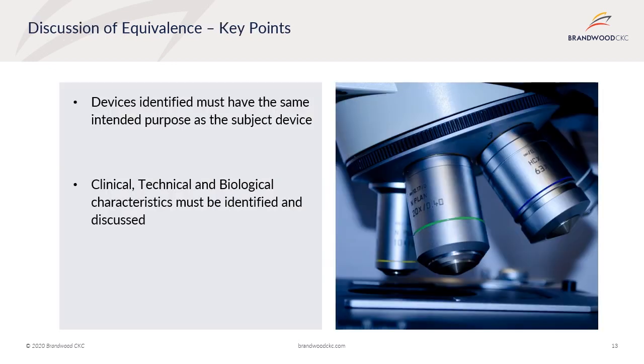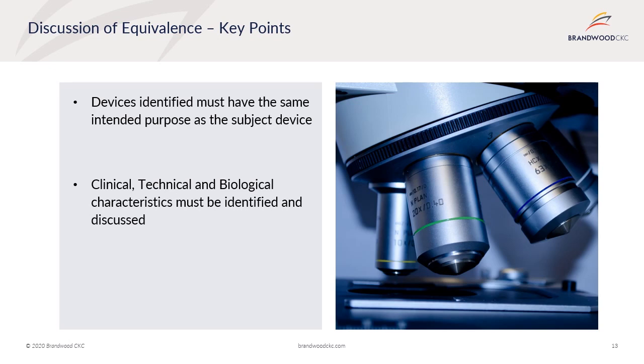When it comes to demonstrating equivalence in the clinical evidence report, the similar device chosen must share the same intended purpose as the subject device. This is both a European and Australian requirement. To demonstrate equivalence, the clinical, technical, and biological characteristics must be identified and discussed in detail. It must address all characteristics within these three headings. This includes the similarities and the differences.